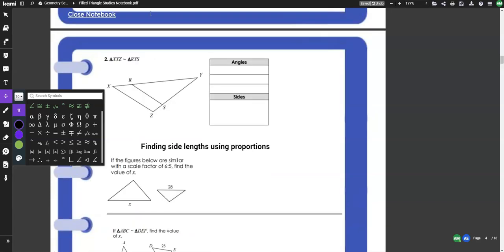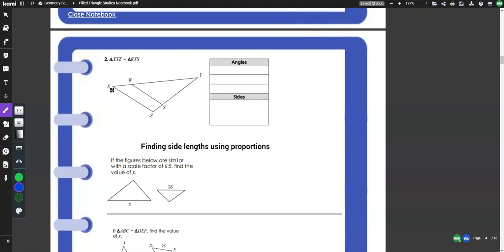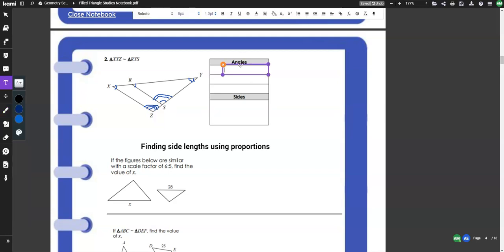So now it's telling me that triangle XYZ is similar to triangle RYS. So again, let's mark the congruent angles. So X and R, Y and Y. Y is congruent to itself. S, one triangle is in the other triangle together like this. It's a little easier to find the corresponding sides.